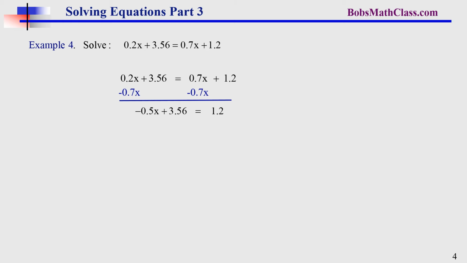Okay, so you should get negative 0.5x plus 3.56 equals 1.2. Now subtract the 3.56 and then do that operation on your handy dandy calculator. Again, if it gives you a fraction, hit the SD button and it'll change it to a decimal for you.